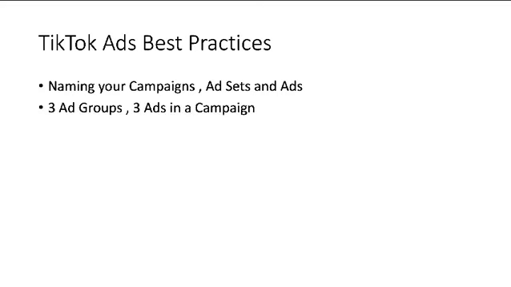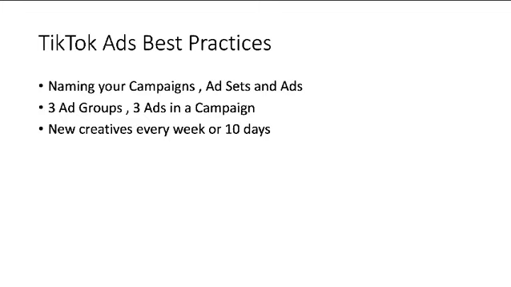Second one is ensure that whenever you create a new campaign, you have at least three ad groups and three ads in a campaign. So what happens here is if you have only one ad group or one ad, you do not give TikTok enough room for testing. So you need to give more options to the algorithm so that they can find your audience better and test different options with the audience. So whatever option works best, you can use that one later on.